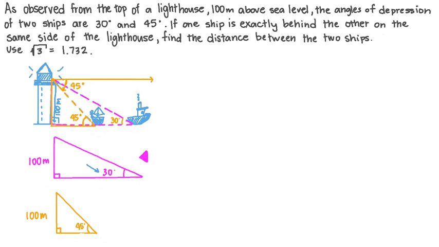We know an angle, an opposite side length, and we're interested in the measure of the adjacent side length. In a right triangle, dealing with opposite and adjacent side lengths is the tangent ratio. So we'll set up a tangent ratio for the pink triangle. Tangent of 30 degrees equals the opposite side length, 100, over the missing adjacent side length. We'll call it x. We need to solve for x.